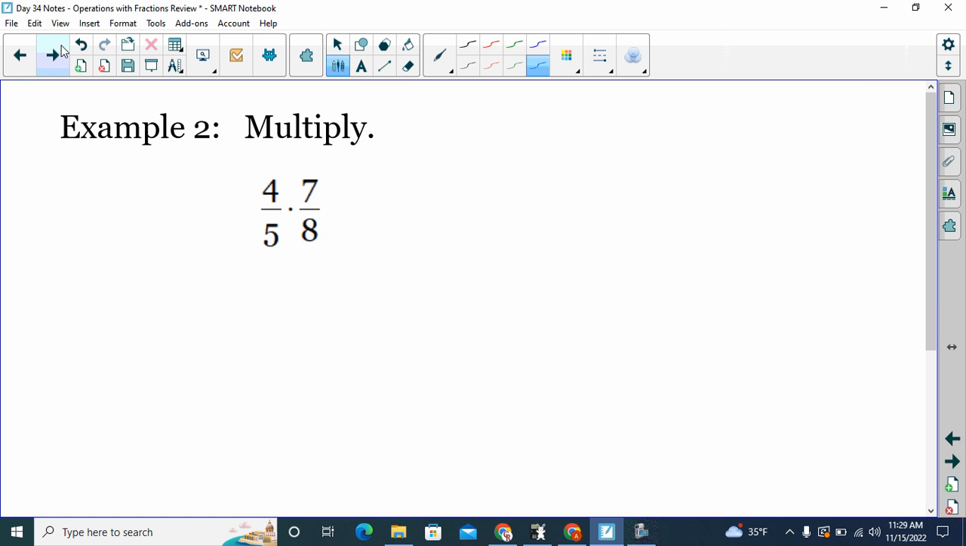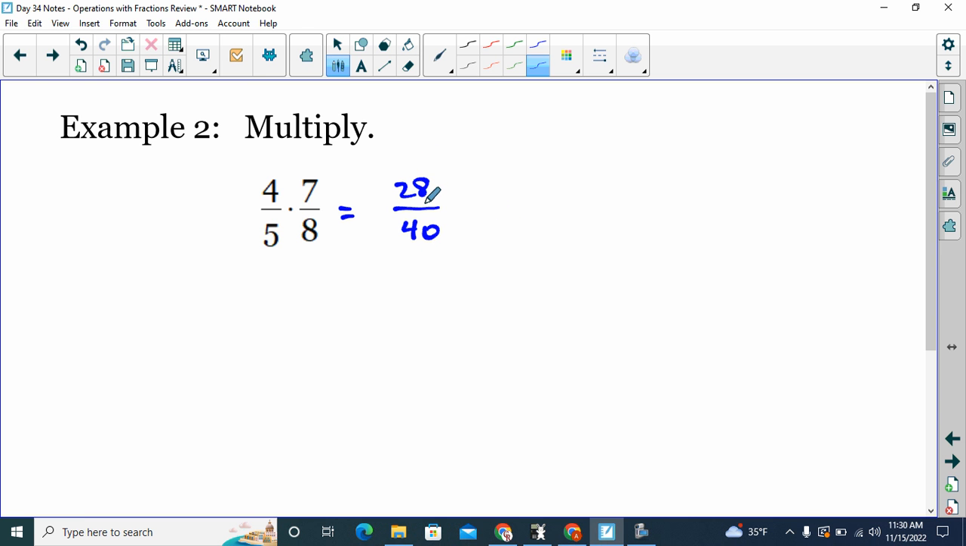Example 2 is a multiplication problem. We are given 4/5 times 7/8. To multiply fractions, we just multiply straight across. 4 times 7 is 28. 5 times 8 is 40. And then we reduce if we can.